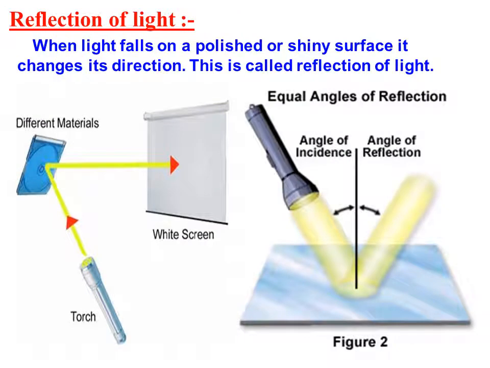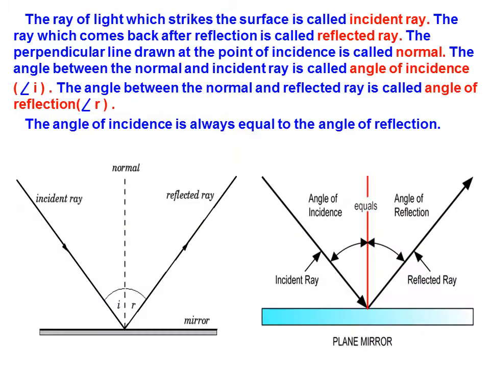Now, reflection of light. When light falls on a polished or shiny surface, for example a plane mirror, it changes its direction, and this is called reflection of light. For example, we have a material here and a luminous object, a torch. When it is switched on, we can see that object.